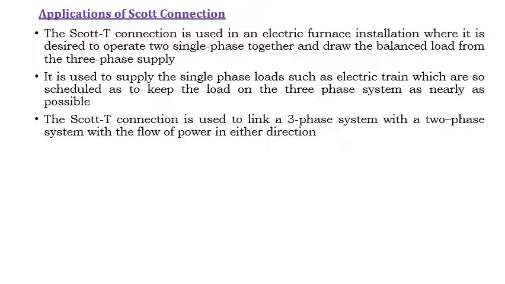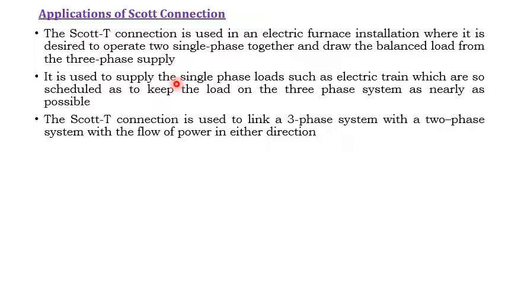Now let us consider the applications of the Scott connection. The Scott or T connection is used in an electric furnace installation where it is desired to operate two single phase furnaces together and draw the balanced load from the three phase supply. So the first application is that it is used in electric furnace installation.